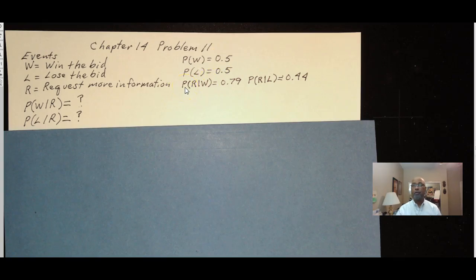We're given some information, and this is the tricky part, that the probability that additional information was requested, given that they were winning bids, was 0.79. And the probability that additional information was requested, given that it was a losing bid, was 0.44. Now, this information comes from historical data. This is not something you could derive. You would actually have to have historical data about previous bids to know these probabilities.